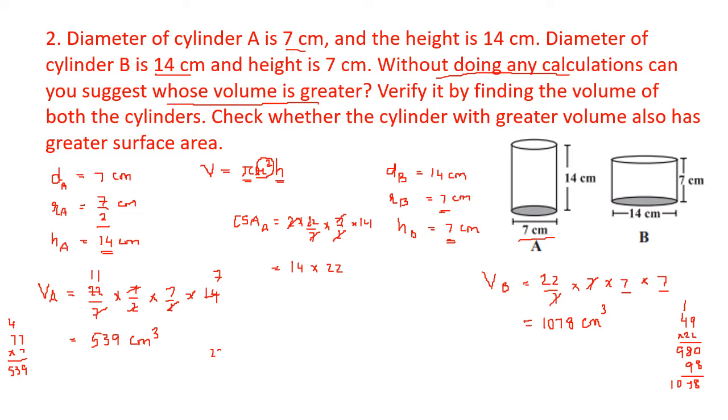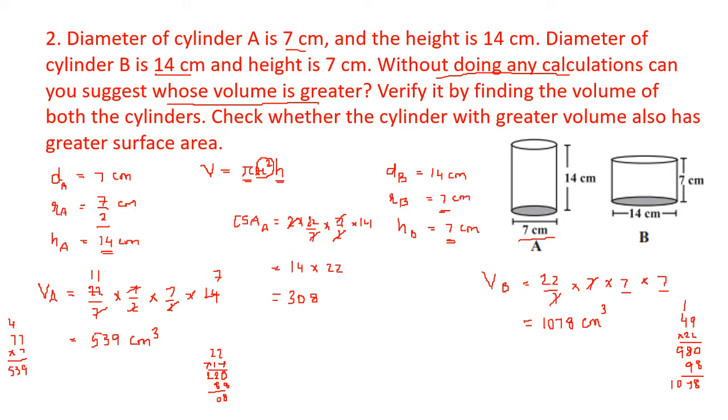Let us calculate 22 into 14. 0, 2, 2, 8, 8. You get 308. We have got 308 centimeter square.